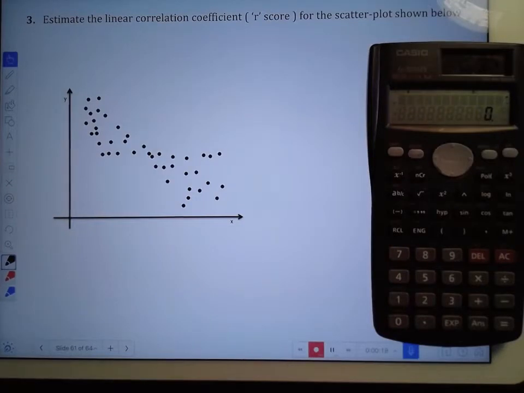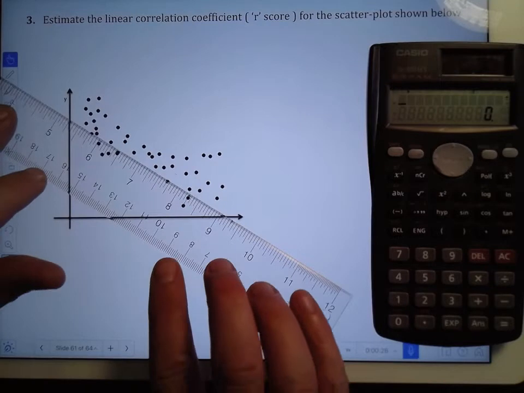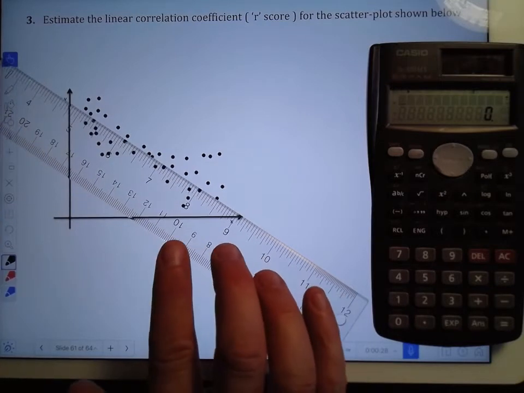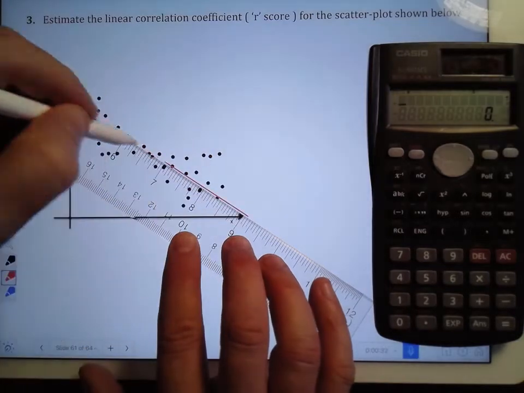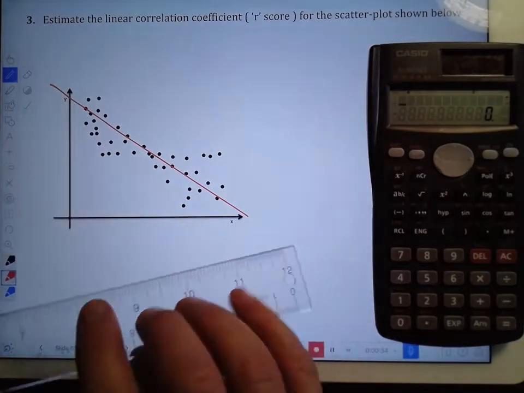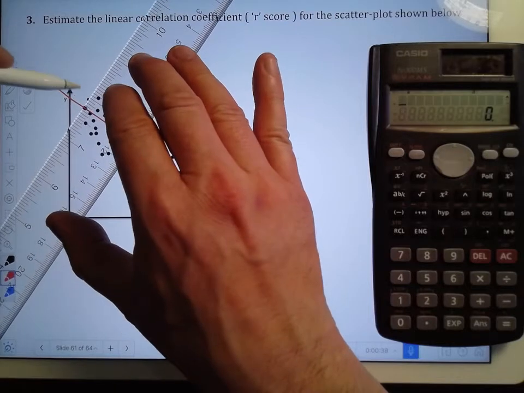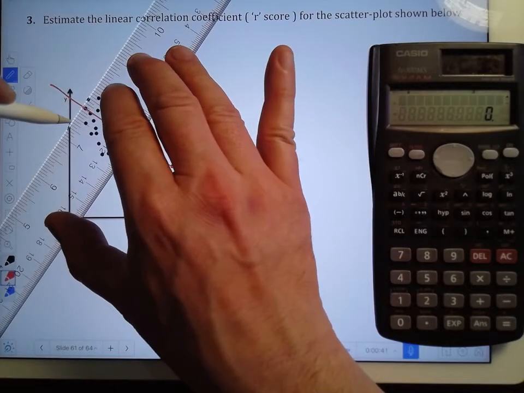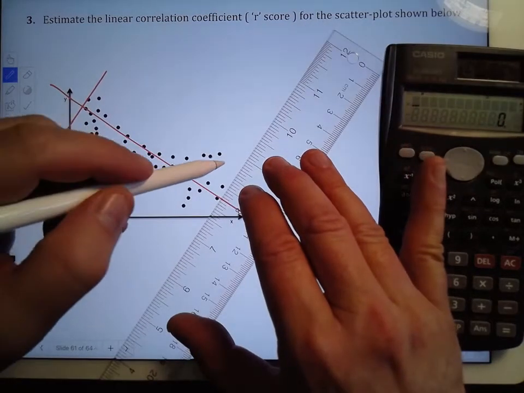This is estimating the linear correlation coefficient, R-score, for scatter plot number 3. By now, hopefully, you know the steps here. We're going to draw a line that divides our data right down the center, roughly, and then we're going to come out and build that rectangle as best we can, as close as we can to making nice, clean 90-degree corners.